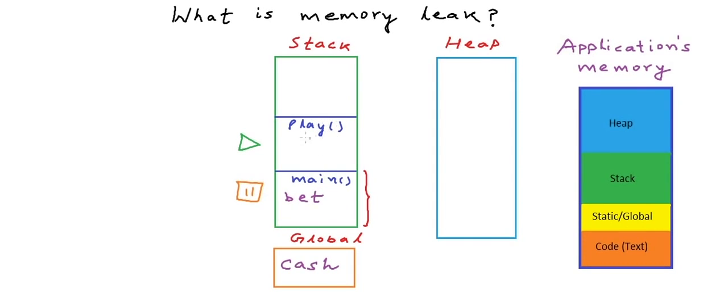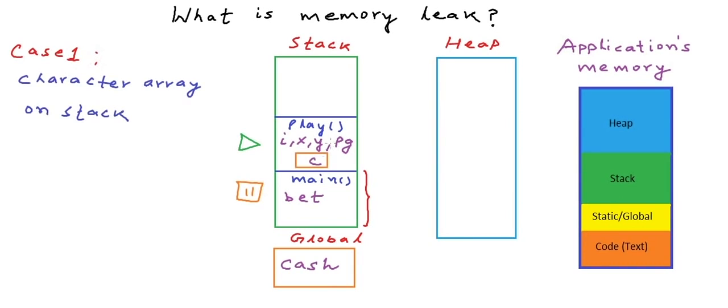We had a couple of local variables in play. All will go in this stack frame: i, x, y, player's guess. And for case 1, when we had the character array C on the stack itself, so it was not created using a call to malloc, the character array C will also sit in this stack frame. Now when the execution of the play function finishes, control will return back to main, and the memory that was allocated for the execution of play will be reclaimed. Anytime a function call finishes, the memory that it was allocated on the stack is reclaimed.